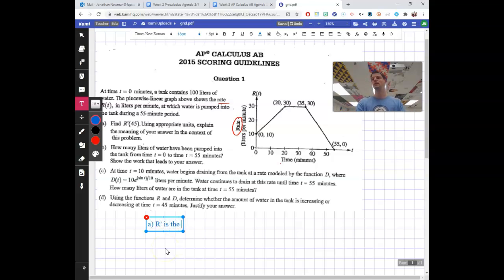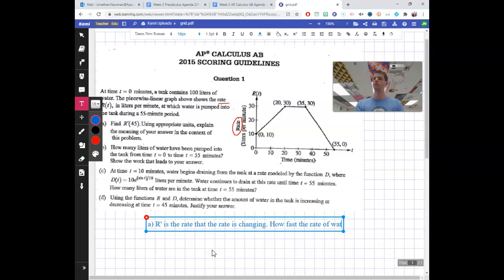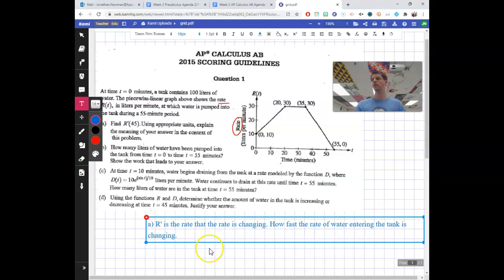R prime is the rate that the rate is changing. In other words, and this is a better way to answer this, how fast the rate of water entering the tank is changing, right?